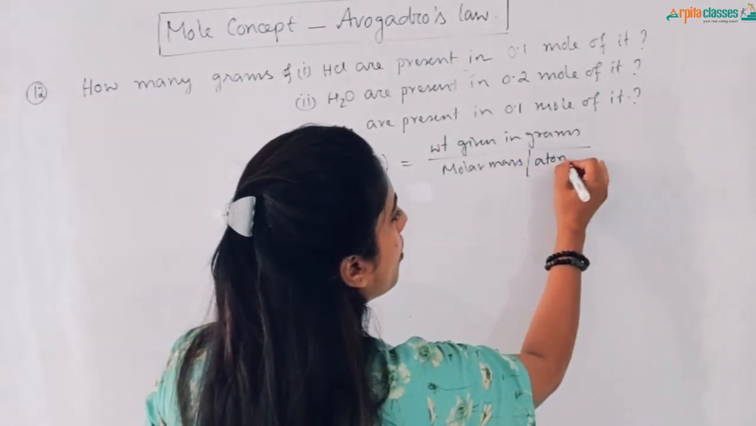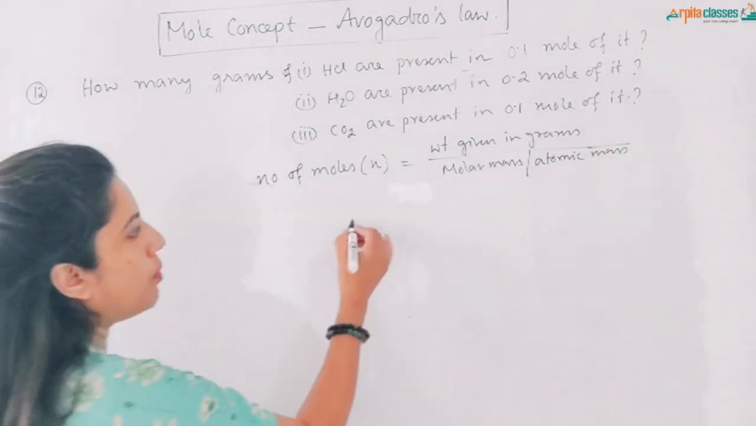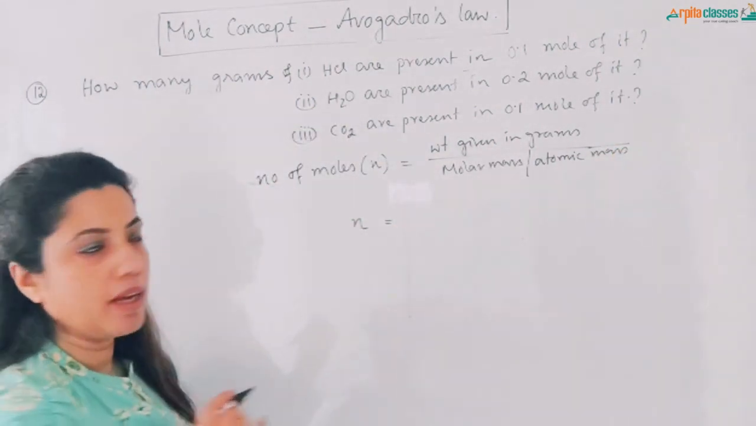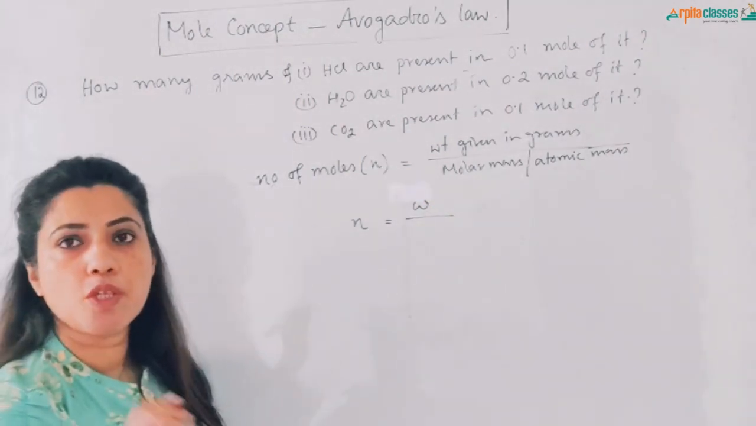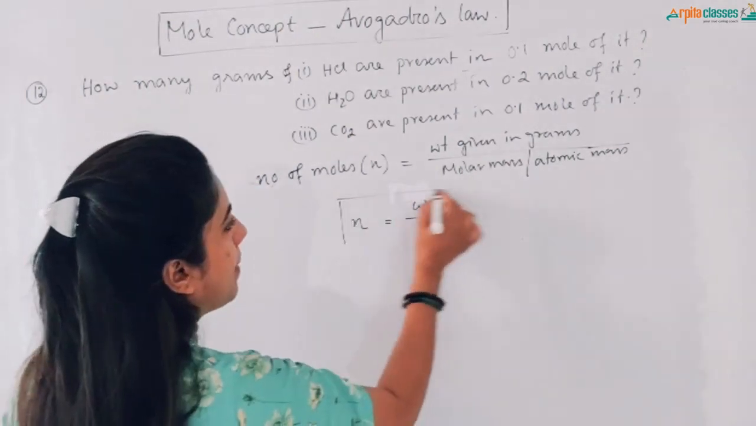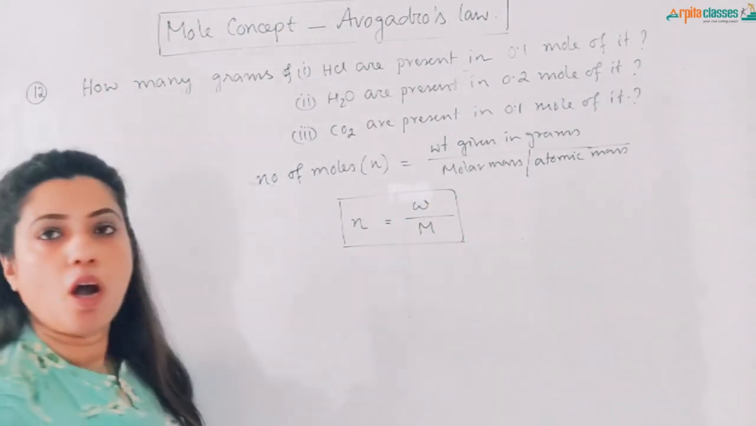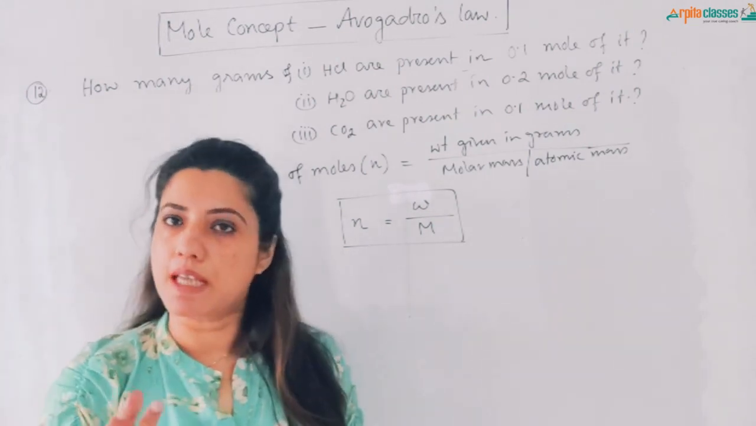Molar mass or molecular weight or atomic weight, depending on the substance, whatever you say. So number of moles is denoted by N, weight which is given in gram is denoted by W, or sometimes it is denoted by small m also, and molar mass is normally denoted by capital M. So you remember this formula, or otherwise you can use the 11th question the same way.